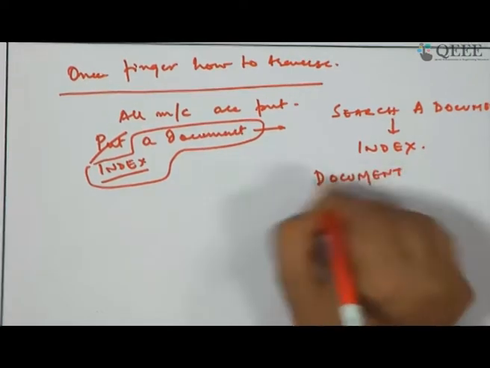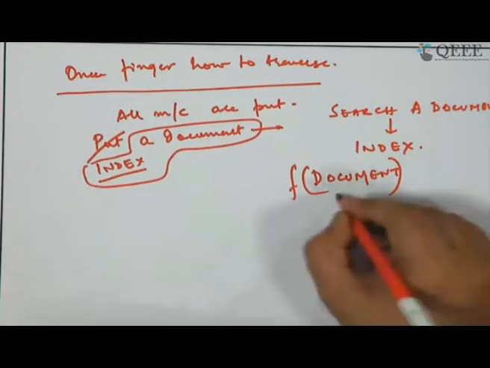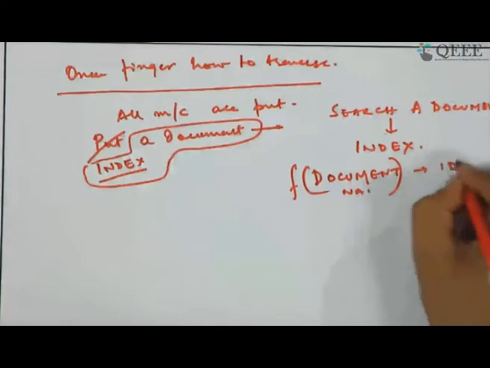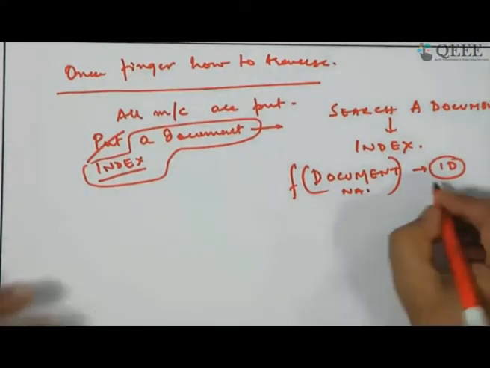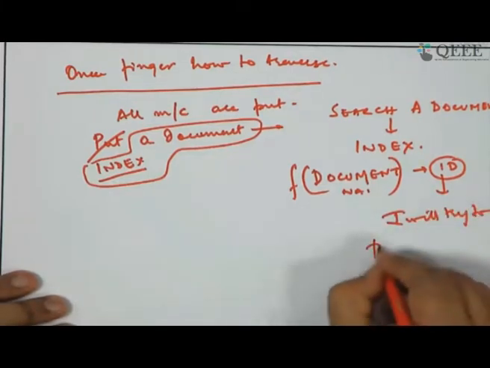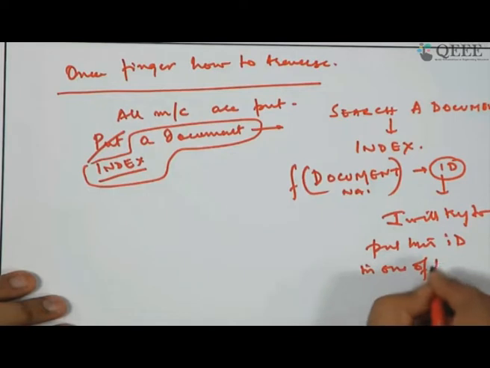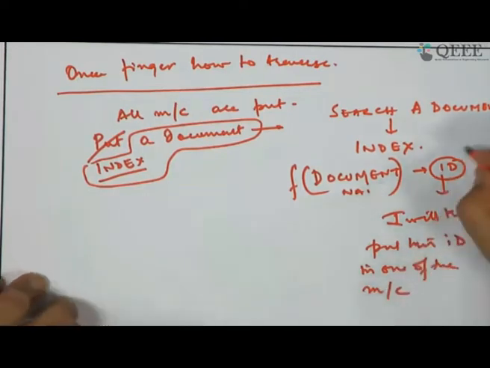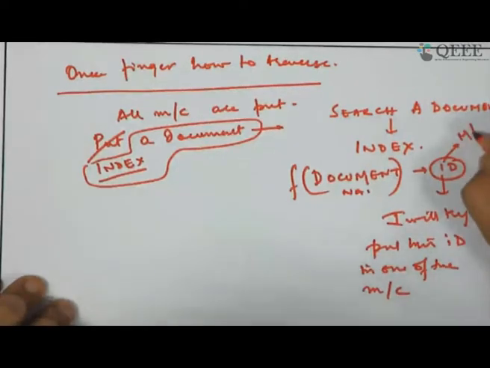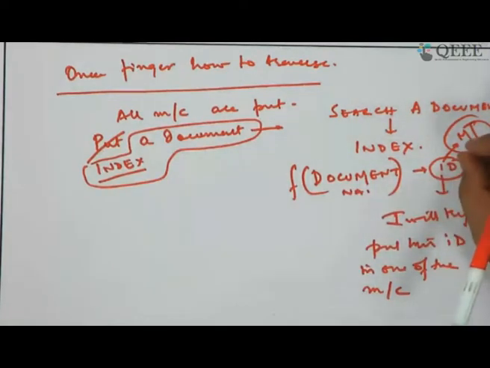I do a hash of this document name. Okay. And I get an ID. Okay. And now I will try to put this ID in one of the machines. Say this ID is residing in machine 1. This ID or this document is residing in machine 1. But if I put the index in machine 1, how will I search? I don't know how to search.